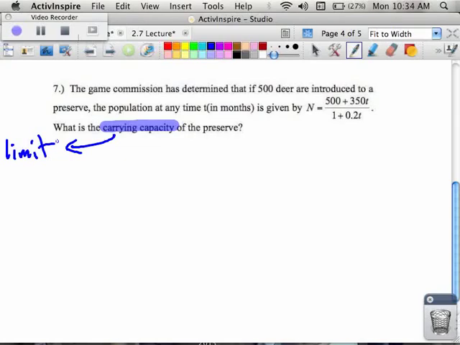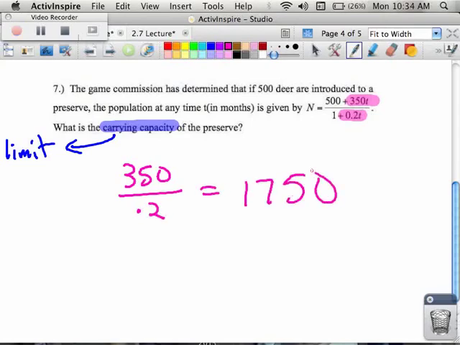What's the limit? A y value. And all you got to do is look at the top and the bottom. On the top, if I have to talk about 500 or 350t, which one's more important? The t thing. And on the bottom, if I'm talking about 1 or 0.2t, which one's more important? 0.2t. So all you do is you take those two numbers and you divide them. 350, and it's a t and a t, so they're the same, divided by 0.2, and you get 1,750. And that's it.